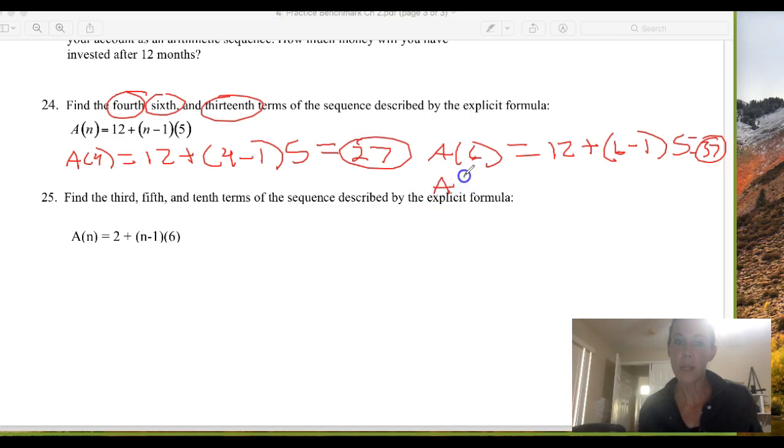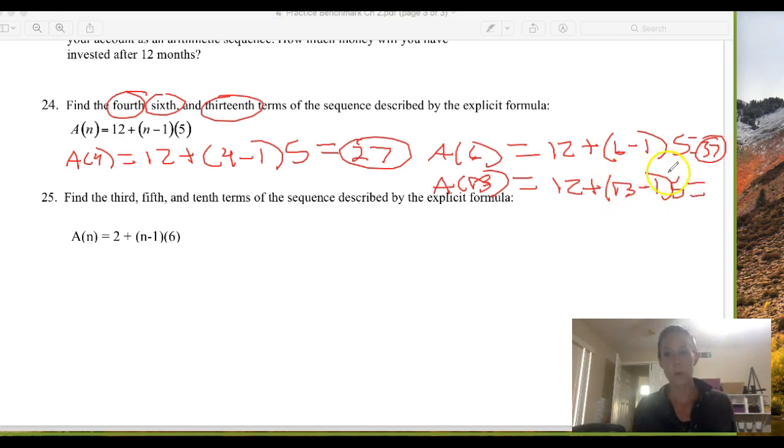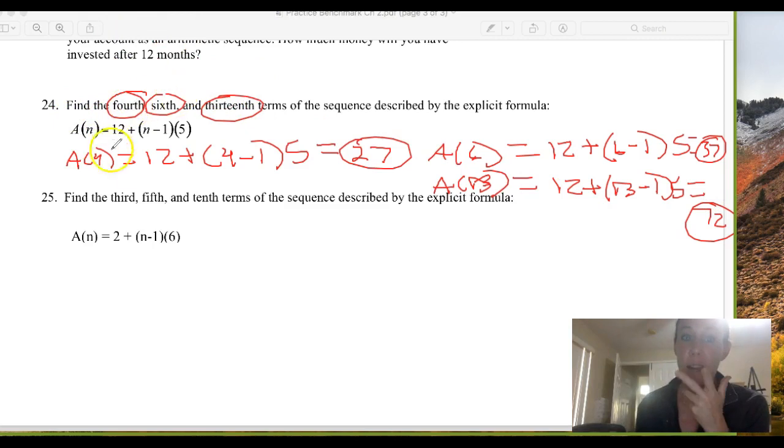And the last one is a sub 13. That would be 12 plus 13 minus 1 times 5. 13 minus 1 is 12. 12 times 5 is 60. 60 plus 12 would be 72. Okay? So this is just making sure you understand how to find any term.